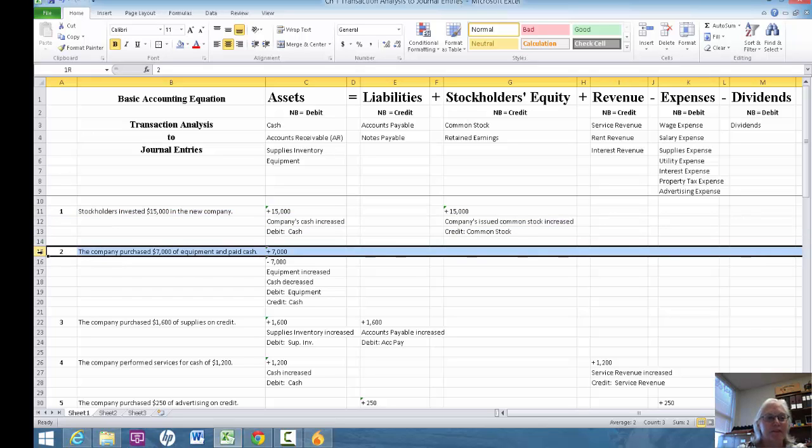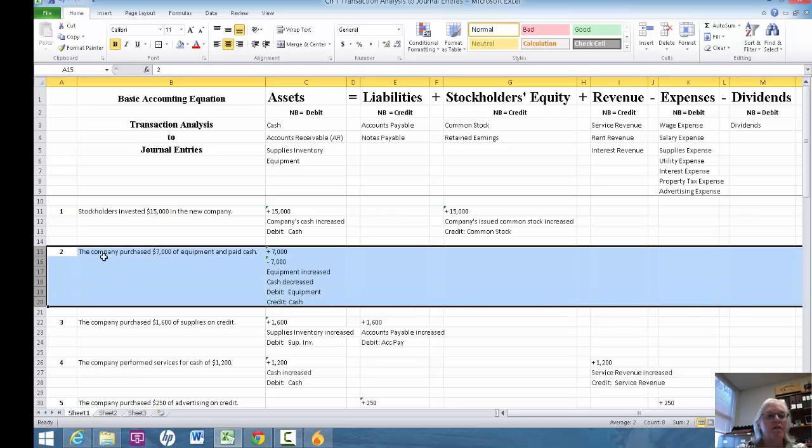I hope that makes sense. Let me know. Transaction number 2. The company purchased $7,000 of equipment and paid cash. So equipment increased, which is an asset, and cash decreased, which is also an asset. So plus 7 and minus 7 equals 0 equals 0. So if equipment increases, we increase with the debit, so debit the equipment account. Cash decreased, so we're going to decrease with opposite the normal balance, which would be a credit, so you credit cash for the $7,000.